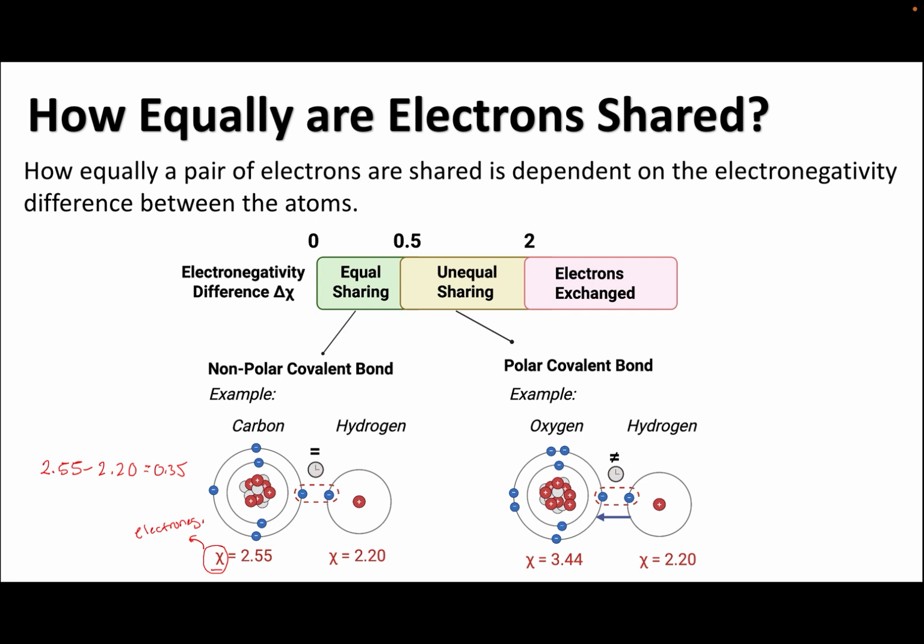So in this case, we're looking at a pair of electrons being shared between oxygen and hydrogen. Oxygen has a much higher electronegativity at 3.44. Hydrogen is still at 2.20, and that difference is 1.24. And that's going to fall between 0.5 and 2. So this would be a polar covalent bond that is forming between the oxygen and the hydrogen atom.